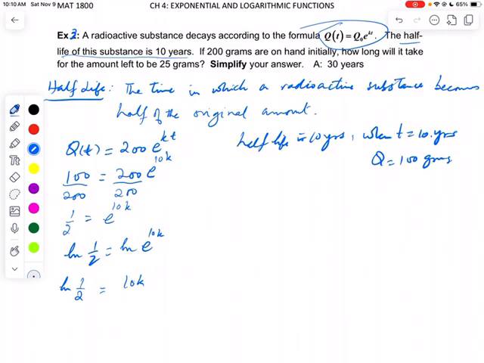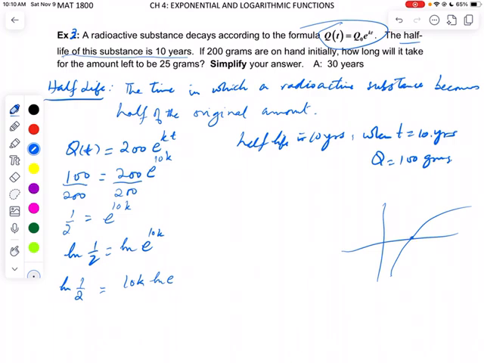So if someone wants to write it like this, that's fine. If you want to go ahead and do this step and then say ln of 1/2 is 10k, that is also fine. But also note here that this side, left hand side, ln of 1/2, so if you recall the graph of the function, it will be something like this.